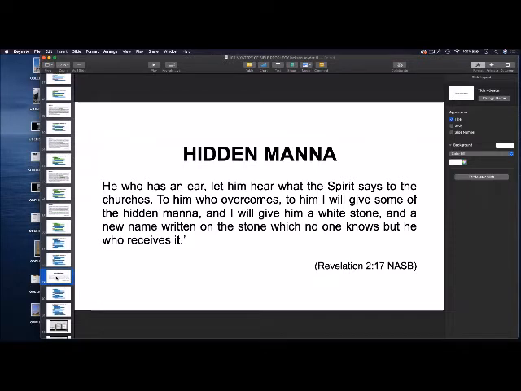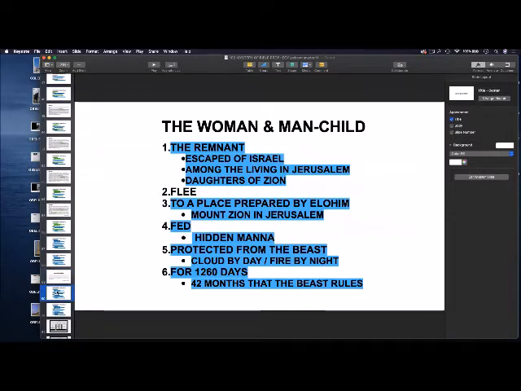He who has an ear, let him hear what the Spirit says to the churches. To him who overcomes, to him I will give some of the hidden manna. I will give him a white stone and a new name written on the stone, which no one knows but he who receives it. Revelation 2:17. So this reference to being fed is manna.